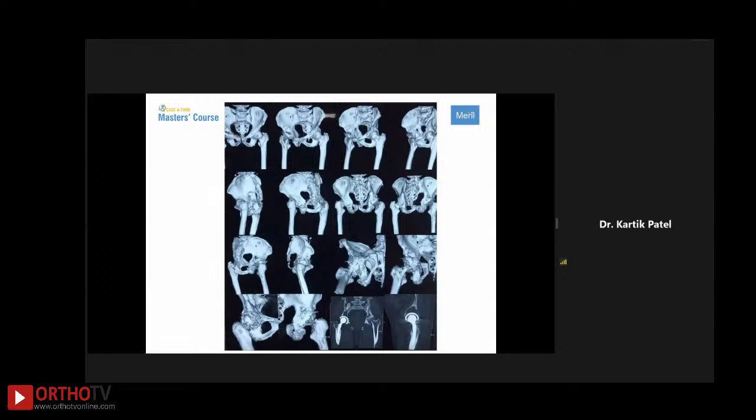And the 3D CT shows the continuity of the posterior column. There is a ballooning out of the wall, but there is no discontinuity of either column. So it is not a pelvic discontinuity. Though a fracture line is seen, it may be due to medial column, medial quadrilateral plate or medial wall breakage.